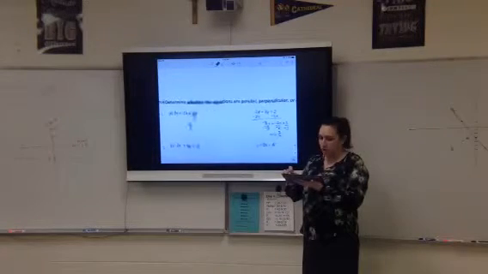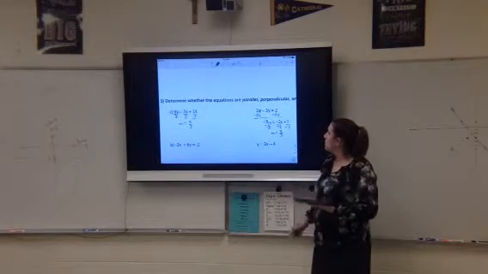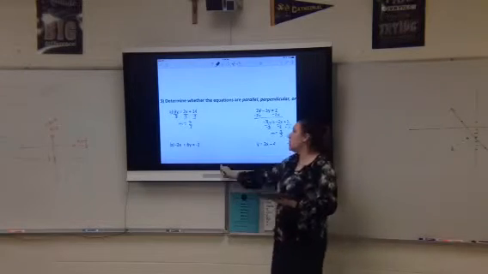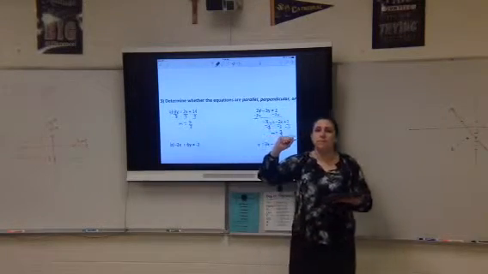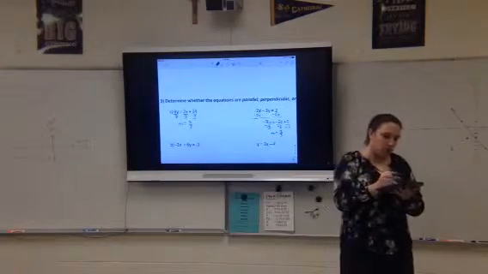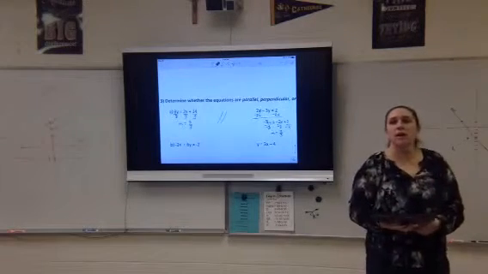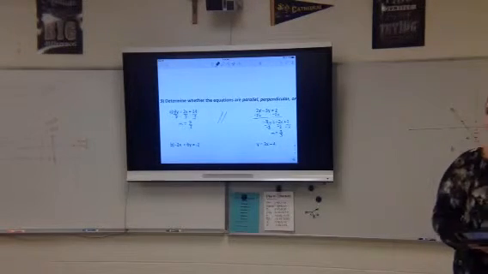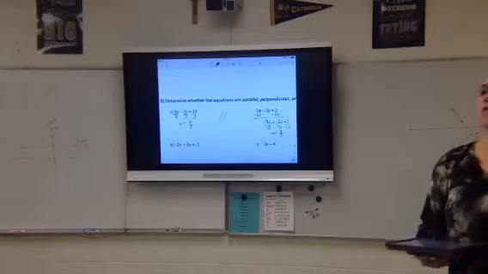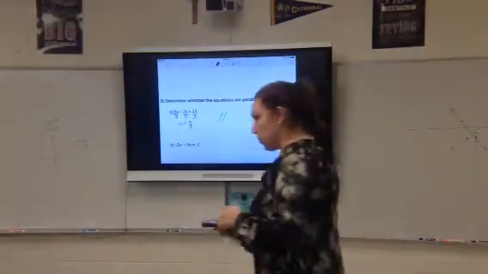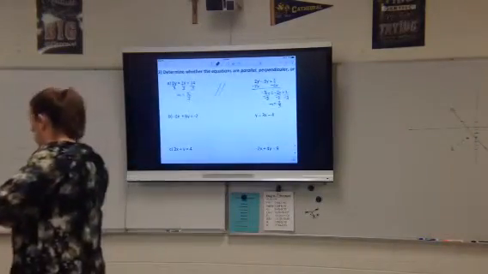So now if I'm looking at my slopes, I got m equals 2/3, n equals 2/3. What is that? Parallel. All right, so I'm just going to put the symbol for parallel. And if I asked you to explain why, what would you say? Because the slopes are the same. Very good. Okay? All right, so let's go to the next problem.